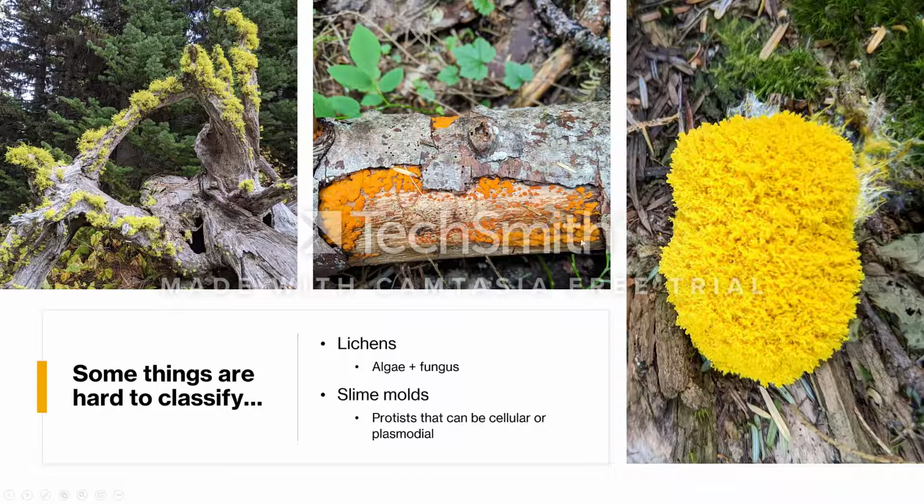There are tons of different kinds of slime molds. I actually follow some people's Instagram accounts who take cool pictures of slime molds in Australia and stuff.